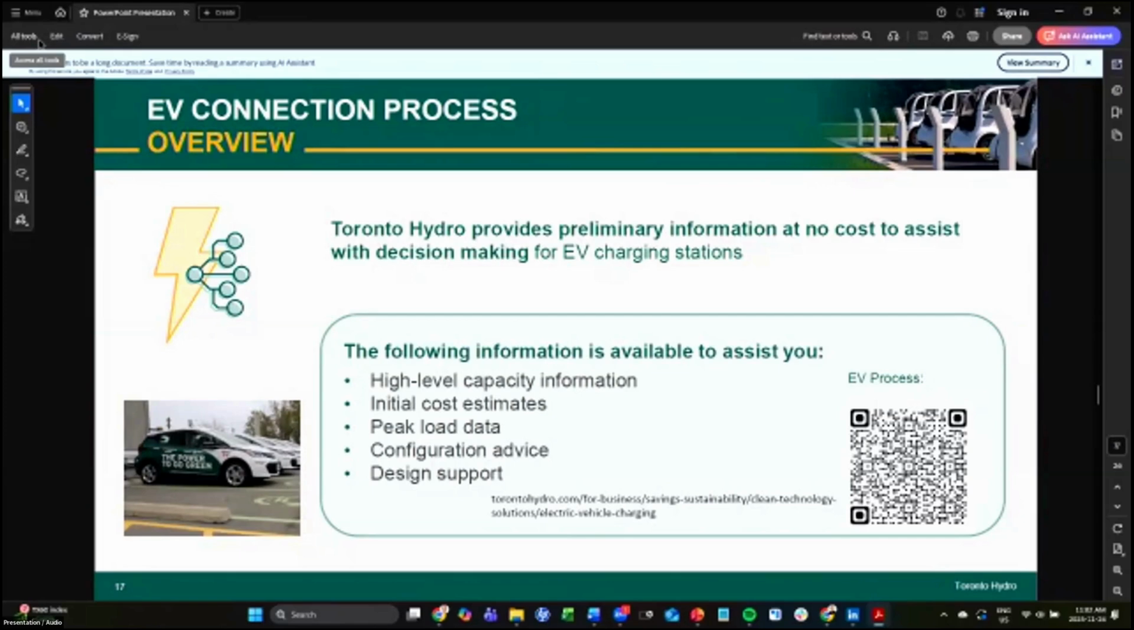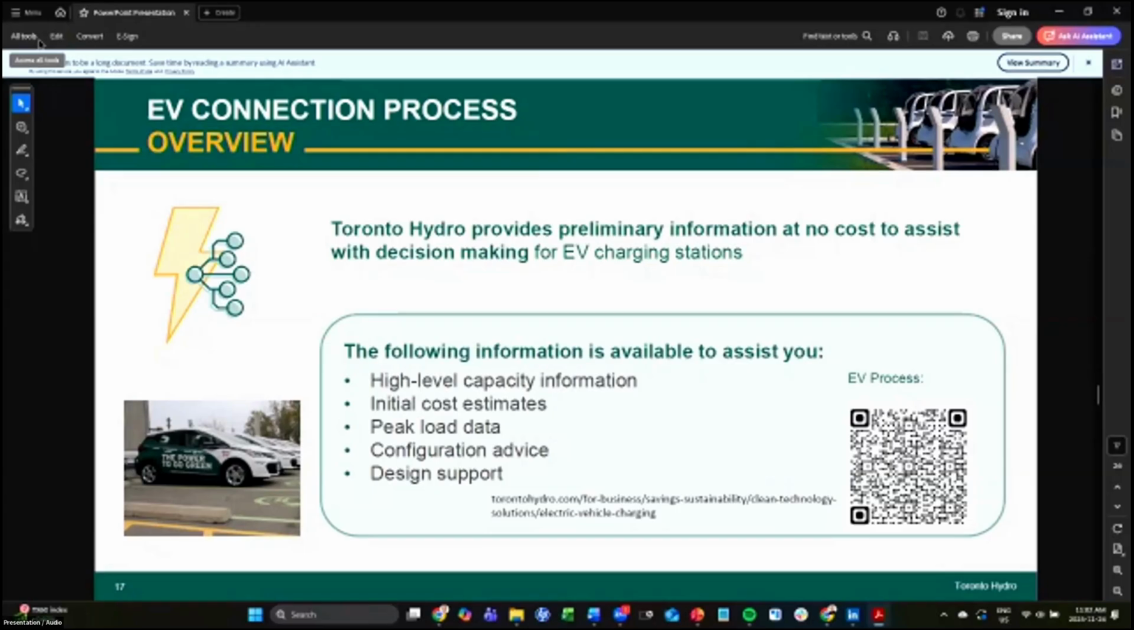Now, if you're just looking at EV charging, we do have an EV charging process. It's not really my team's specialty, but there's another team within Climate Action that can support with that. And there's a whole EV connection process. The main focus of this is if you're just looking at doing EV charging only and you want to get an idea of what's the capacity, how much is it going to take to get the system upgraded, and timelines, you can go through this process to get that information.